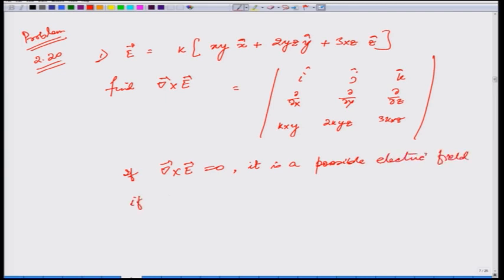And if curl of E is not equal to 0, that is impossible. So I am leaving it to you.